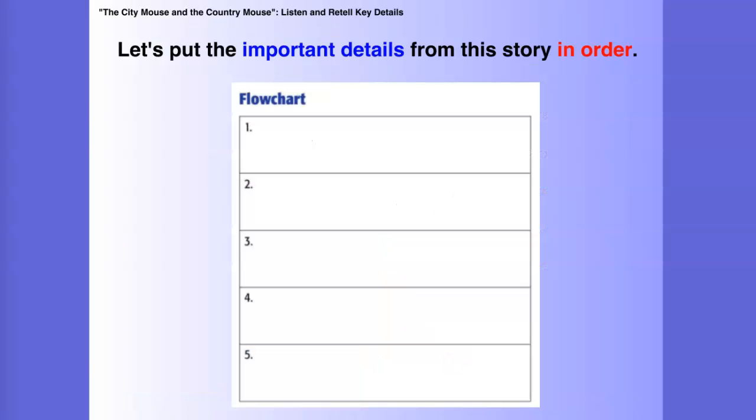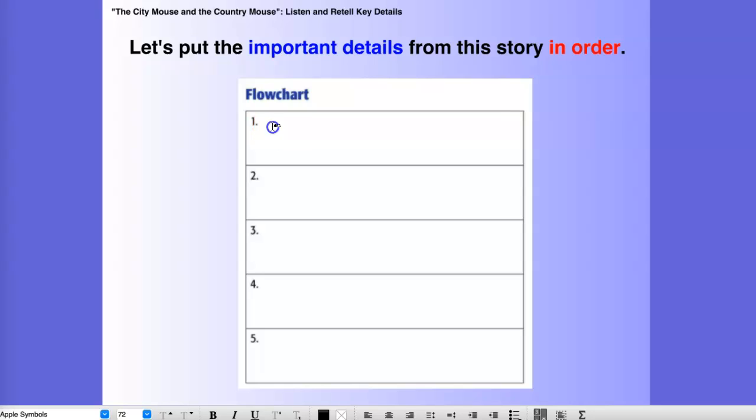So let's go type that as the first important detail, because the story wouldn't make sense without that detail. So that is an important detail. So Clyde visits Kate in the country. Now let's think about what happens next.